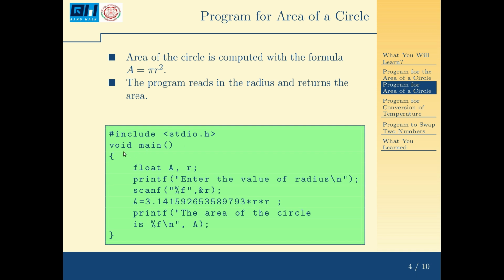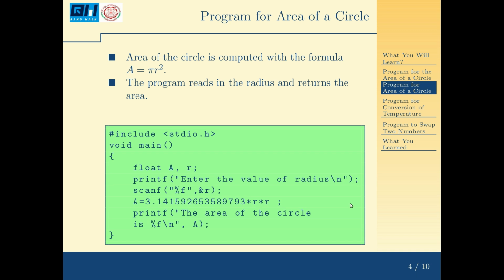Then the main code is written here, void main without any argument. Then the statements under main are put within these braces as an independent block. Now I have two things here, the area and the radius. The radius I am reading in, and I have to type out the area. So they are declared as floating numbers, float a comma r ended by a semicolon. Then I have to prompt the user to key in the radius. So I use the printf function, printf enter the value of radius \n ended by a semicolon.